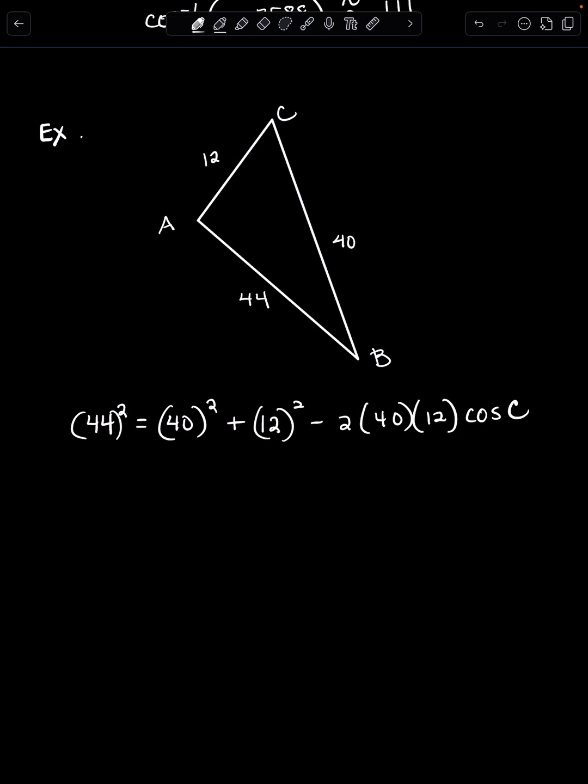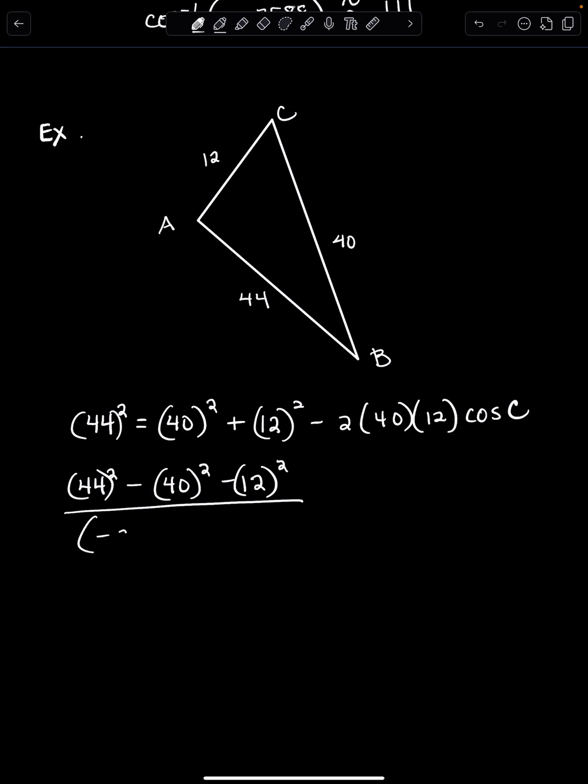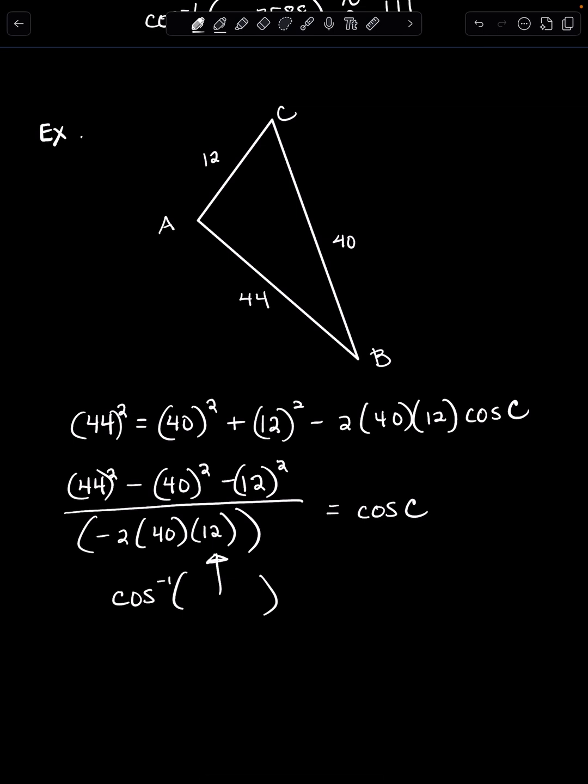Should I write it out for you? 44 squared minus 40 squared minus 12 squared, all divided by negative 2 times 40 times 12. That equals the cosine of c. So we take the inverse of all that, right? And we're going to get c to be approximately 101.5.